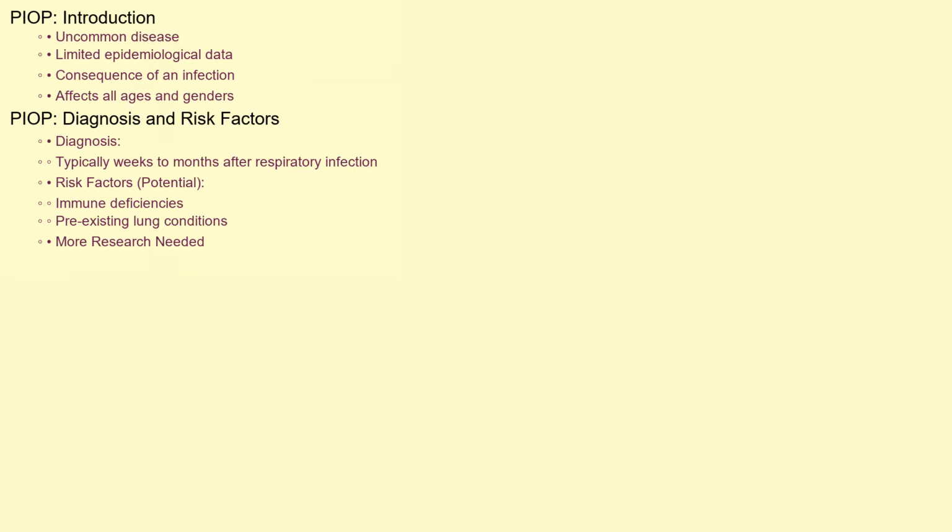PIOP is not a common disease, and precise epidemiological data is limited. It's important to remember that PIOP is a consequence of an infection, making it challenging to pinpoint its exact incidence independent of the underlying infection. It affects individuals of all ages and genders, but is often diagnosed a few weeks to months after a prior respiratory infection. Certain factors, such as immune system deficiencies or pre-existing lung conditions, may increase the risk of developing PIOP after an infection, but more research is needed in this area.